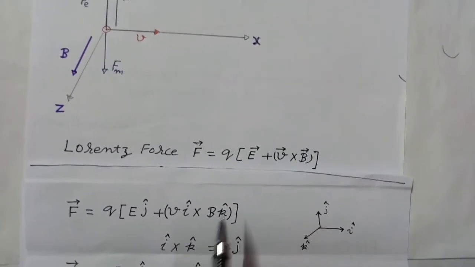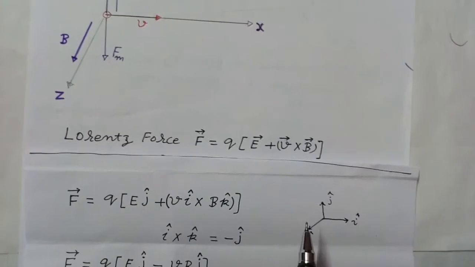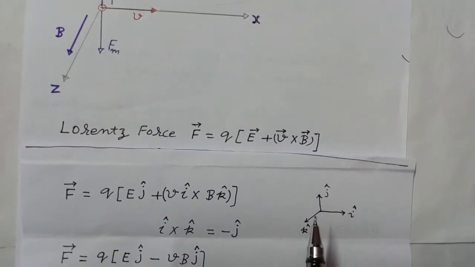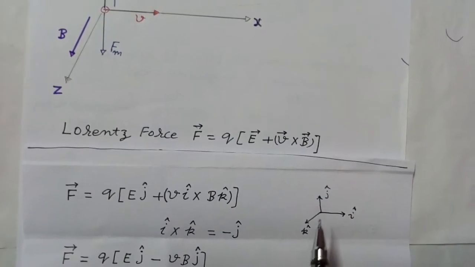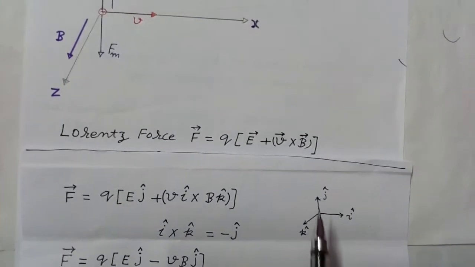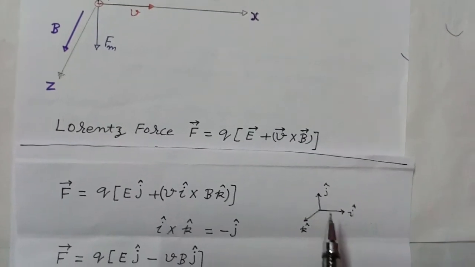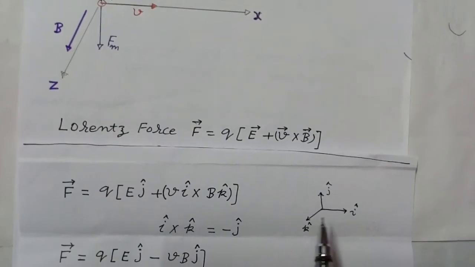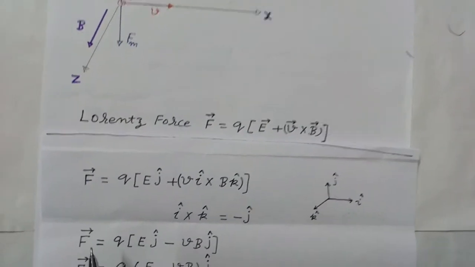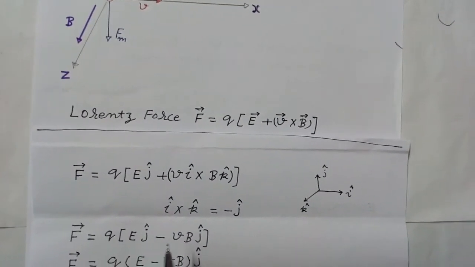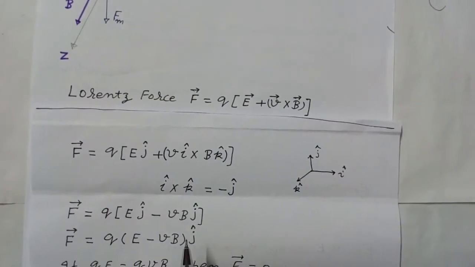Now i cross k is equal to minus j. Why? i, j and k are unit vectors along x axis, y axis and z axis respectively. So i cross j is k, j cross k is i and k cross i is j. So i cross k is equal to minus j. So F is equal to Q into (Ej minus VBj). So F is equal to Q into (E minus VB) j.